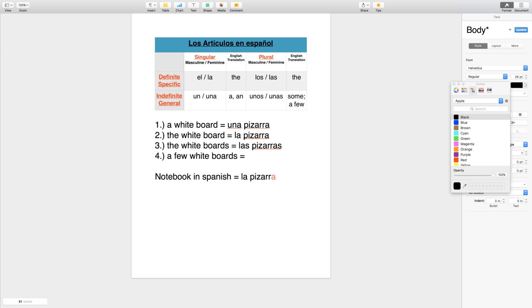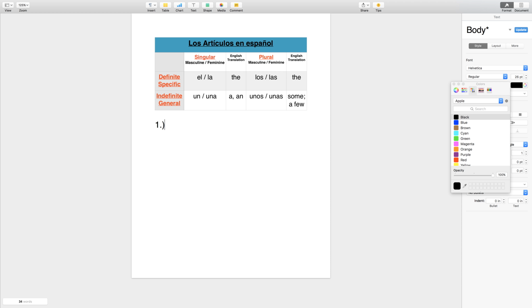Same thing here, we go to the plural, feminine, more general, unas pizarras. All right, we'll do a couple more here, and then if you guys have questions, you can ask me in class. I'm going to show you two exceptions here, so we can start to think through this a little bit deeper.